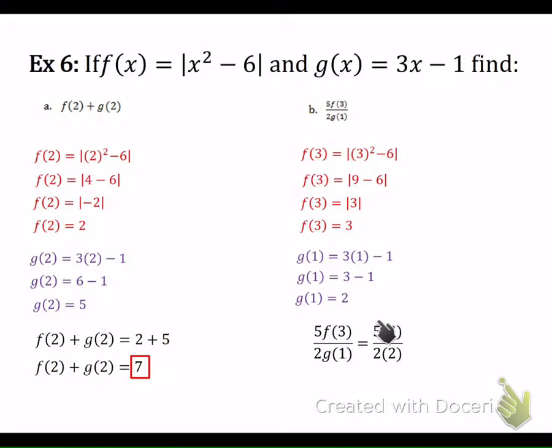Now you can actually do them. What do I have in the numerator? 15. Denominator, 4. That's it. Yep. There's no common factors of 15 and 4, so you're good.